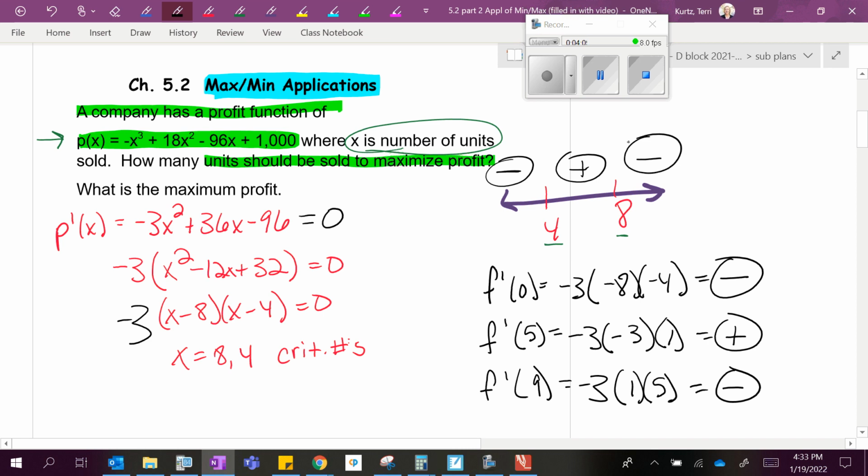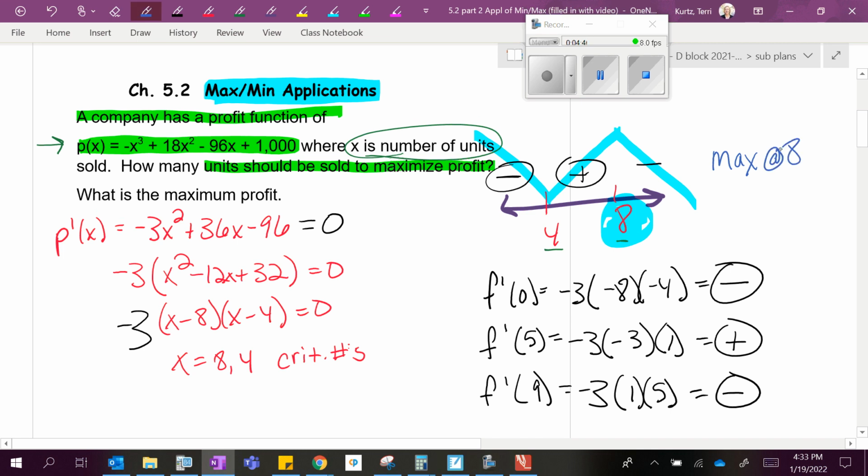So here I know I'm decreasing, then increasing, then decreasing. Sorry, girls, I'm kind of losing it here. So my max value is going to be at the 8, right? So I have a max at 8. I don't really care about the 4 anymore because I'm looking for max profit. So I have the max at 8 units.